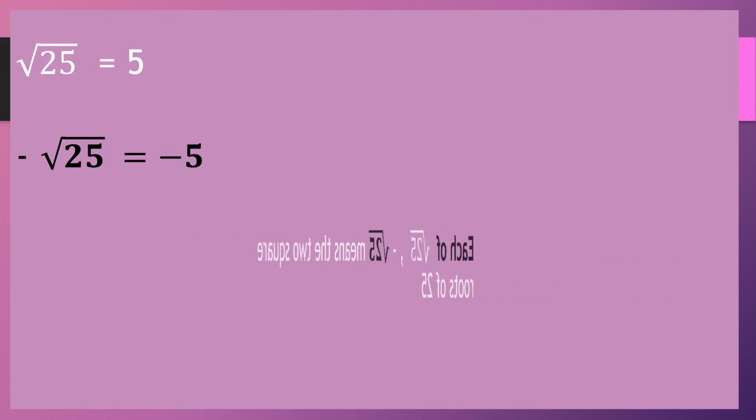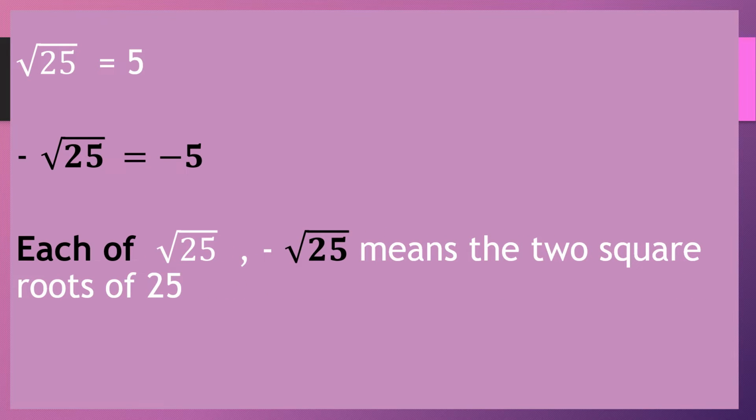For example, the square root of 25 is 5. The negative square root of 25 equals negative 5. Okay, so each of the square root of 25 and the negative square root of 25 means the two square roots of 25.